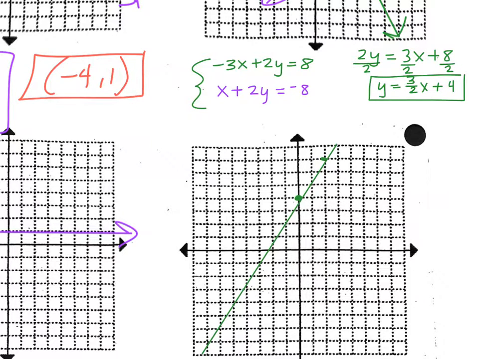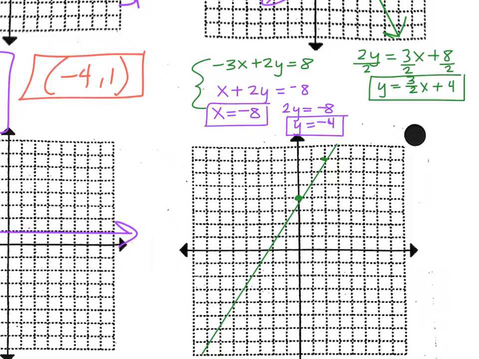Okay, this one, the second one, I don't think you need to put into slope-intercept. You're welcome to, but it's more work. You can easily do the cover-up method on this one. So if I say x equals, that's going to be -8. Your second equation is 2y equals -8. So your y-intercept is -4. Okay, so those are your two intercepts.